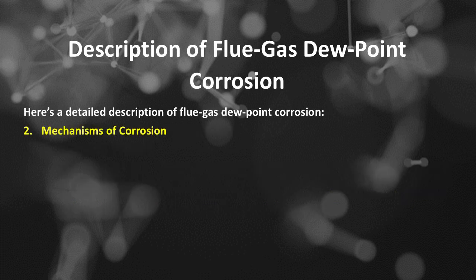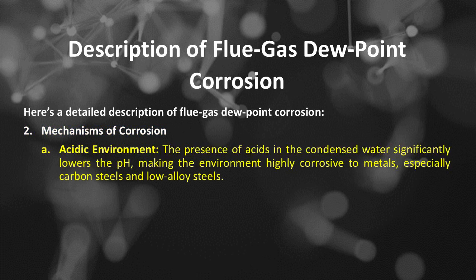Number 2 of detailed description of flue-gas dew-point corrosion is mechanisms of corrosion. A, of mechanisms of corrosion is acidic environment. The presence of acids in the condensed water significantly lowers the pH, making the environment highly corrosive to metals, especially carbon steels and low-alloy steels.